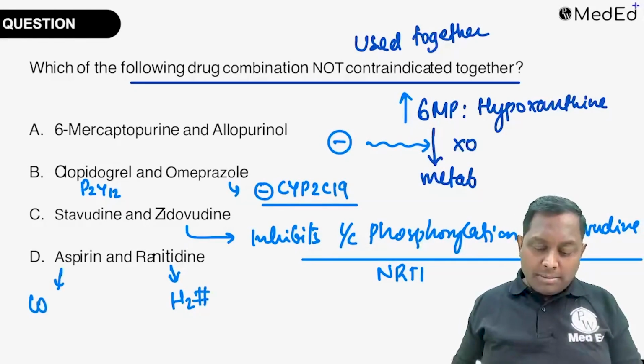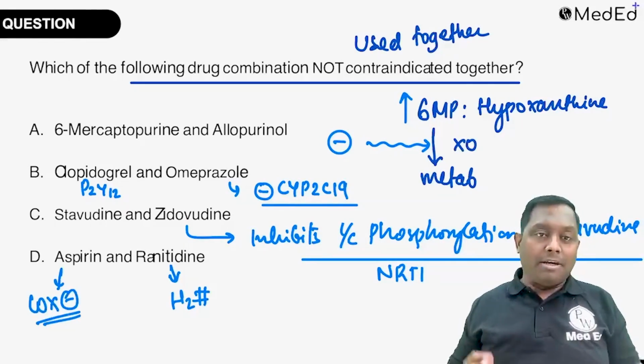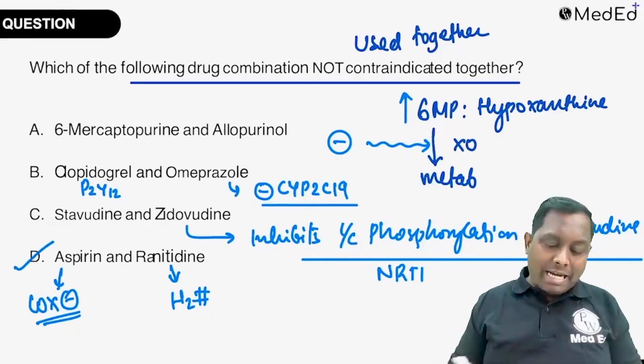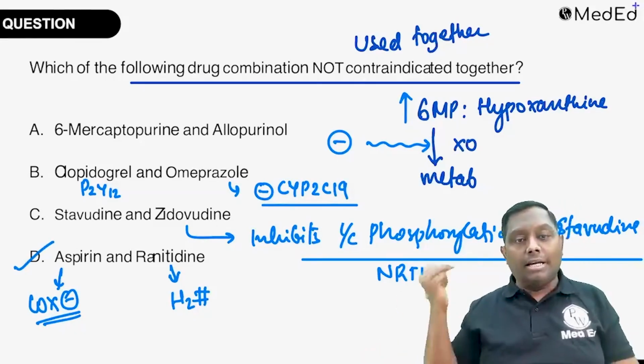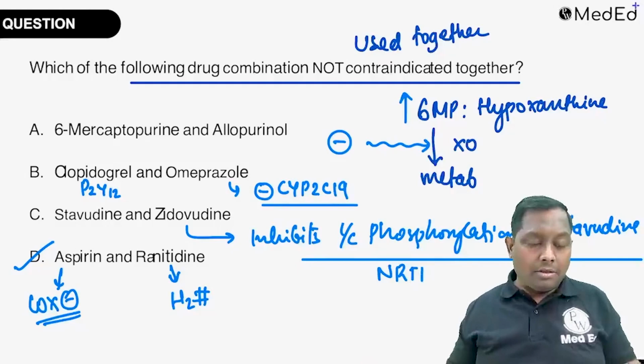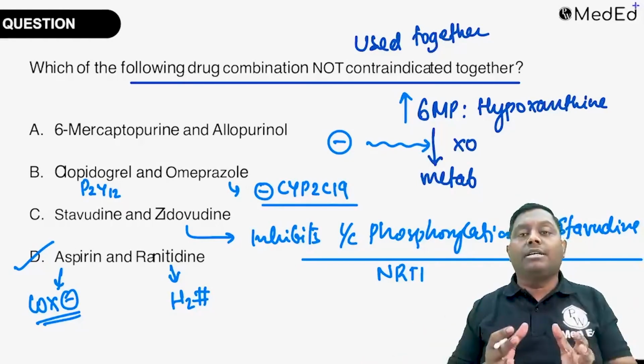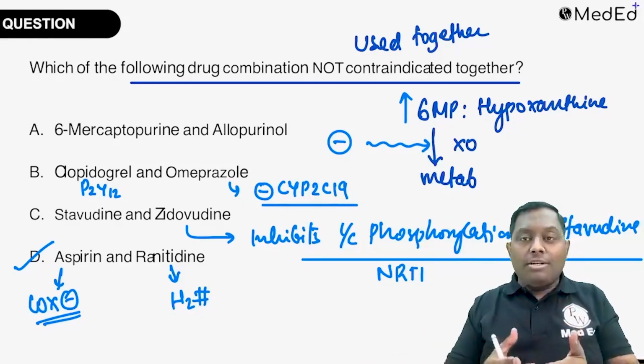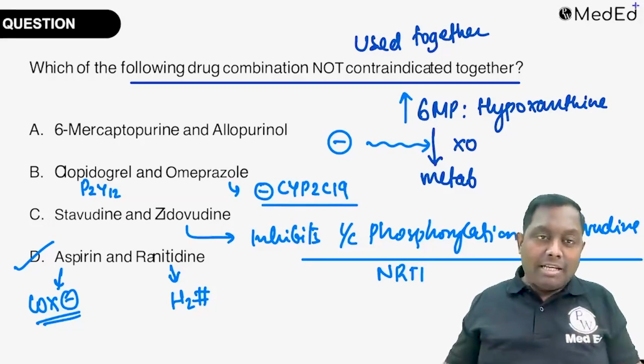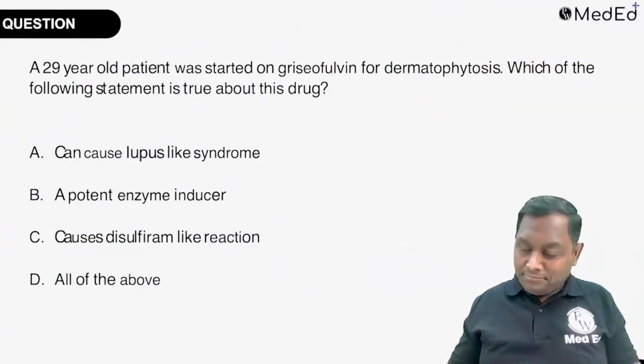Aspirin is a COX inhibitor that is going to increase the risk of peptic ulcer disease. So for that we can add ranitidine. These two are not contraindicated together. The question can be which of the following two combinations can be given together, or which two combinations are used safely. So again the answer will be aspirin and ranitidine.